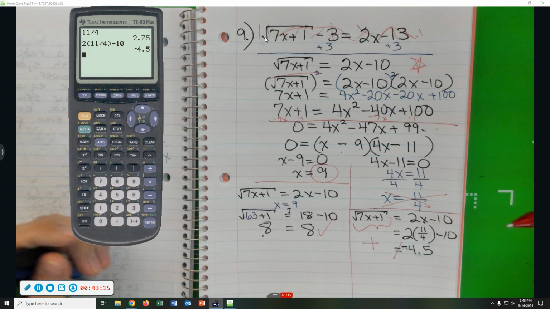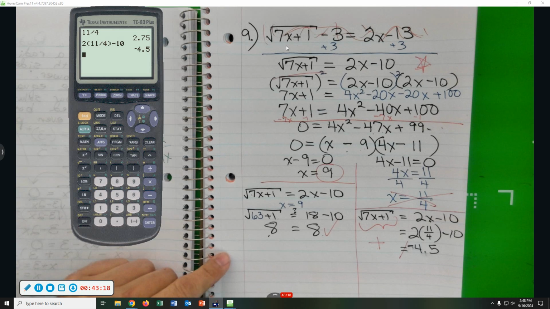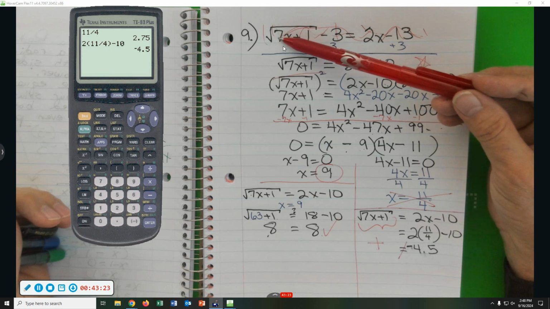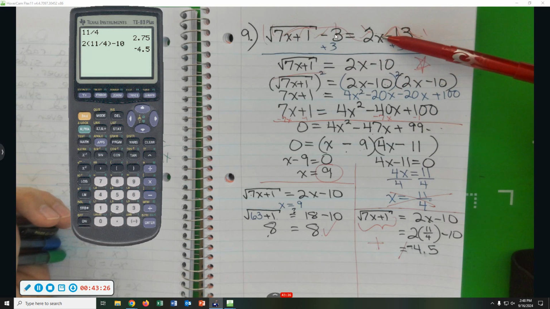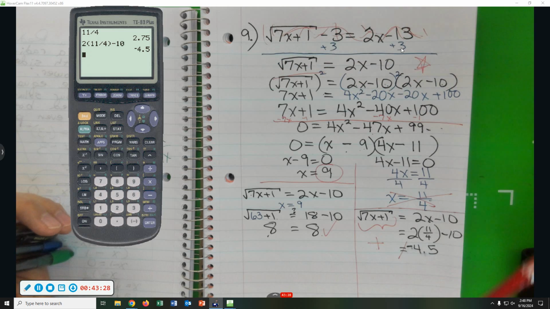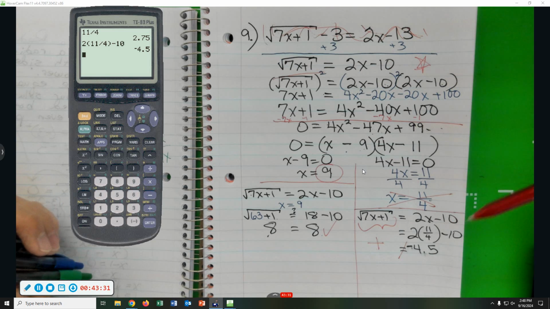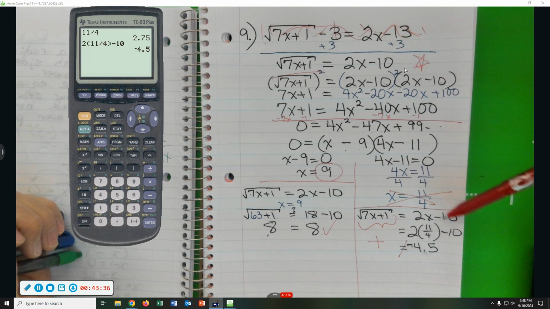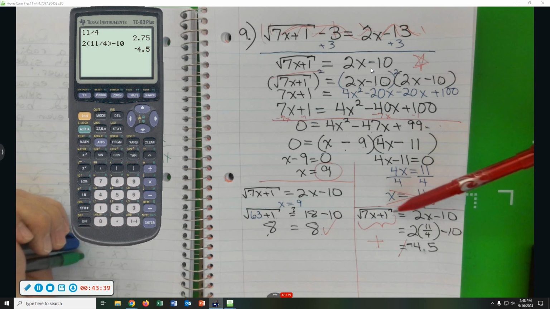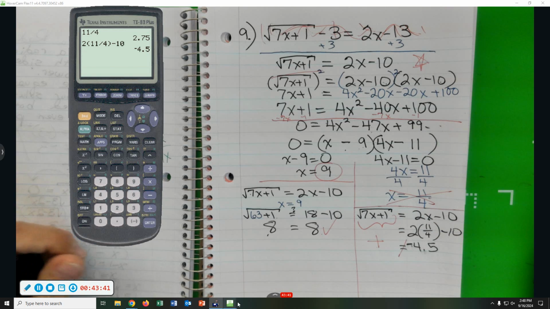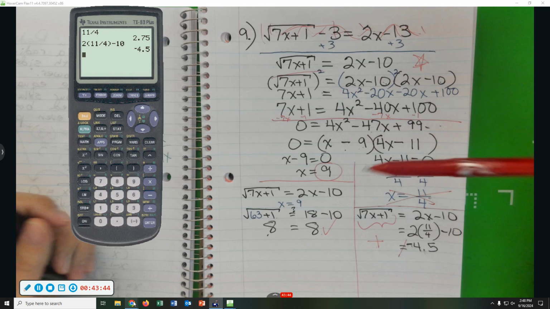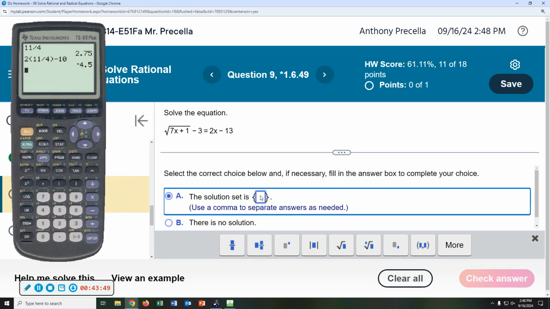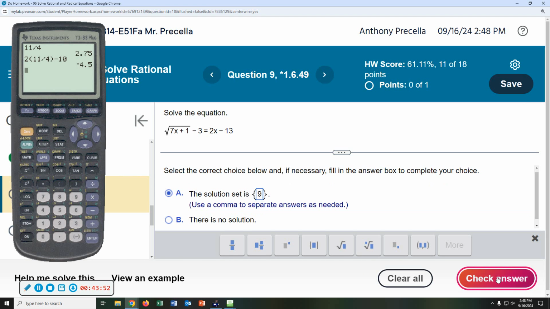I think it's much easier than plugging into the original, which is what they'll do on view an example. If they show the checking, they plug in 11 fourths here, 11 fourths there, and simplify both sides. But it's easier, in my opinion, much easier, checking with the isolated radical. Okay, so what number do I type in? The only solution is 9. Check it.